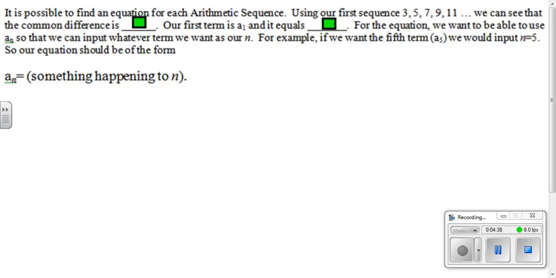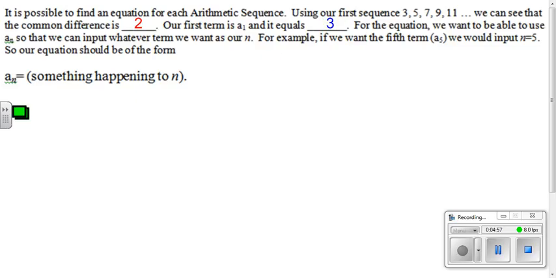Now if we look back at our first one where we had 3, 5, 7, 9, 11, we can see that the common difference between all of those is 2. Because again, 3 to 5 is 2, 5 to 7, 2, 7 to 9, it's another common difference of 2. Our first term that we started with was 3.